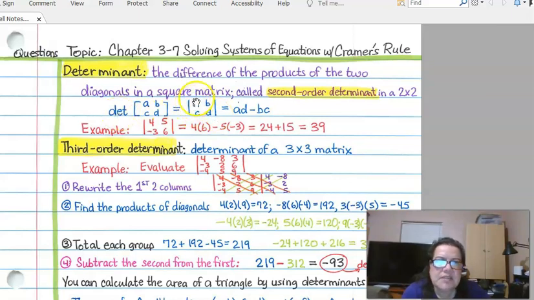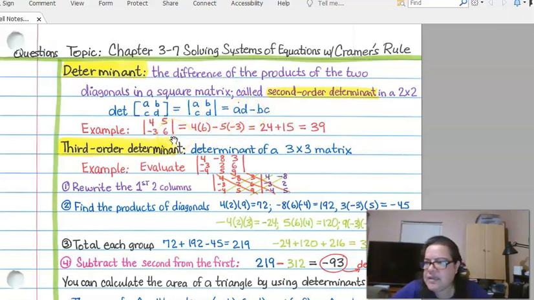What you're going to do is, like it says in the instructions, take the product of the two diagonals. So this diagonal, A times D, you write it down, and then you subtract B times C. So it's kind of a crisscrossing: A times D minus B times C. So you can do that kind of quick.